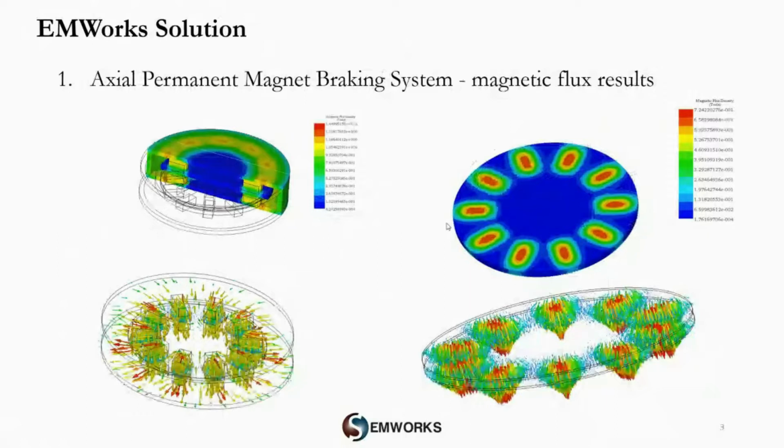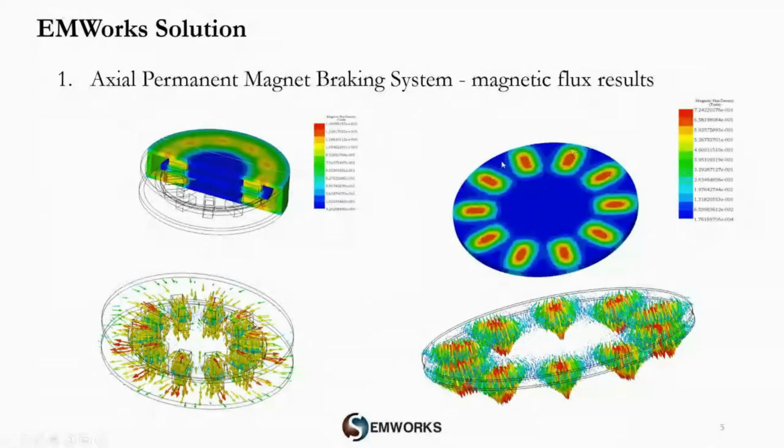These results are obtained using EMS. As you can see here, this is the magnetic flux density in the entire braking system. This is a fringe plot. These are the vector plots. And as you can see, this is a disk.